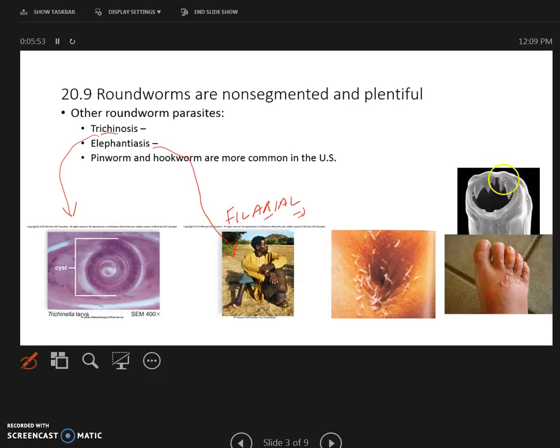Here's the hookworm. The mouth has hook-like parts. That's why it's called hookworm. So when you're walking barefoot, it will inject and will enter, of course, the body parts.